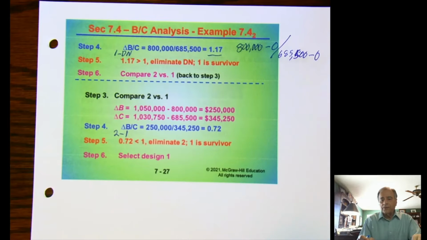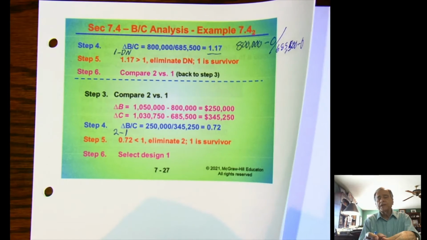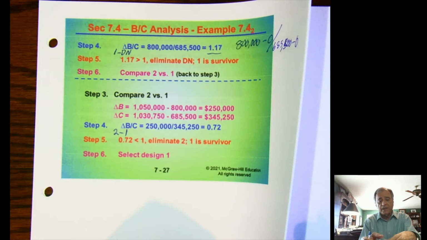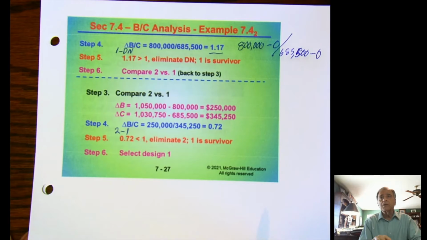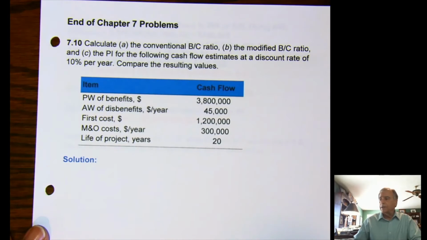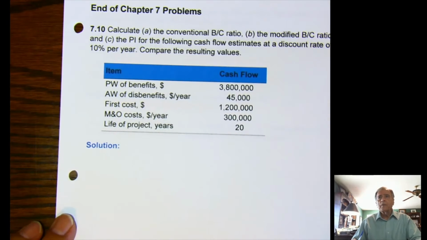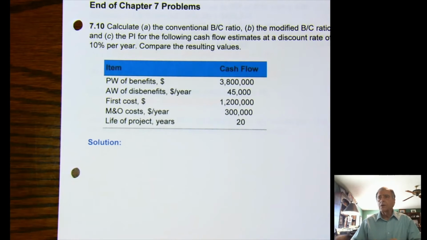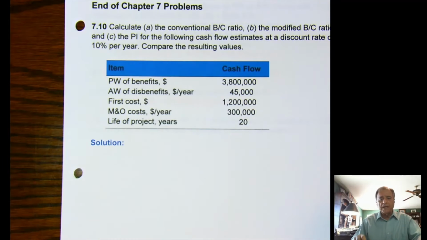Now, the author introduced some other stuff with this example problem in the text, and I'm not going to cover that because I don't think it's really relevant or even correct. So I'm going to go on and work some homework problems next. This particular homework problem is problem 7-10 at the back of the chapter.